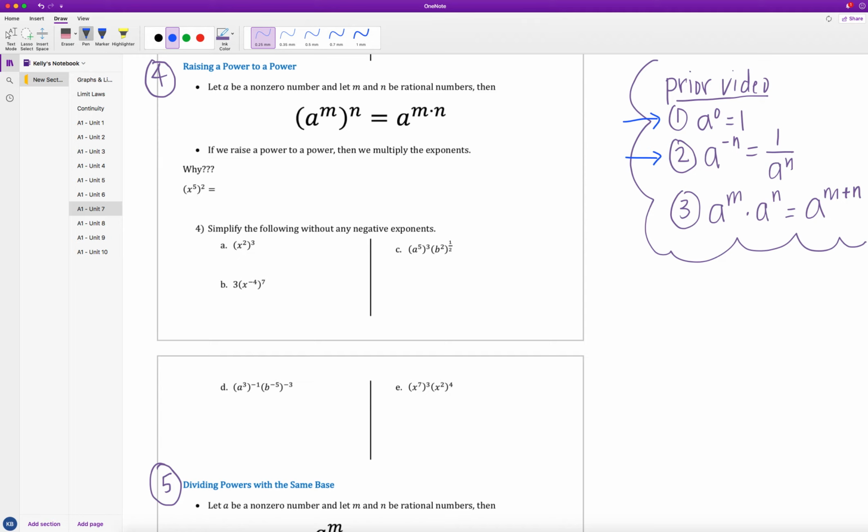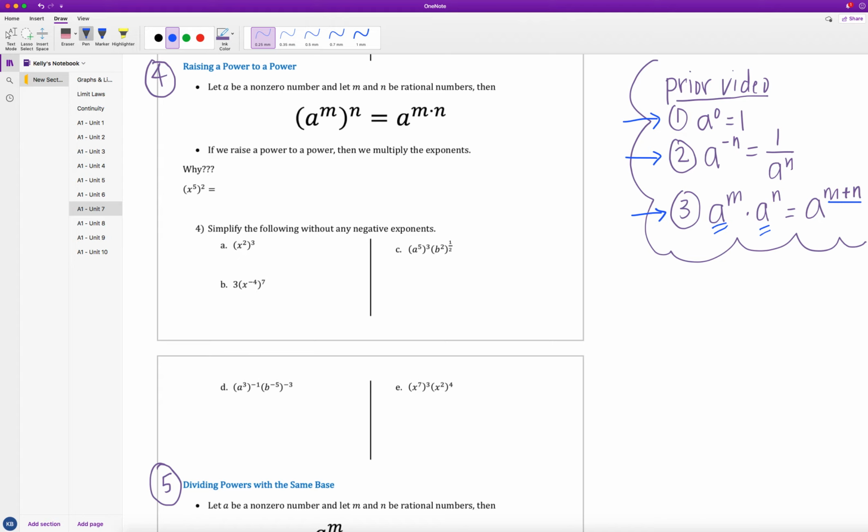Then our third property that we've learned so far is that if I'm multiplying the same base, I can add the exponents. So a to the m times a to the n would be equal to a to the m plus n. And this only works because, remember, these bases are the same. In the prior video, we talked about those three, why that's true, and we also did a bunch of examples with them.